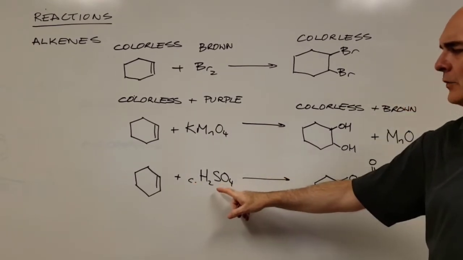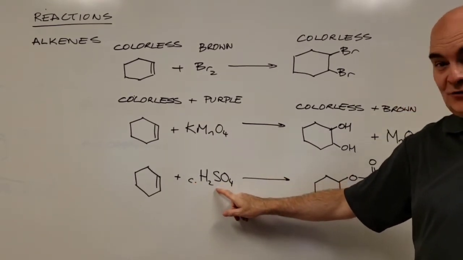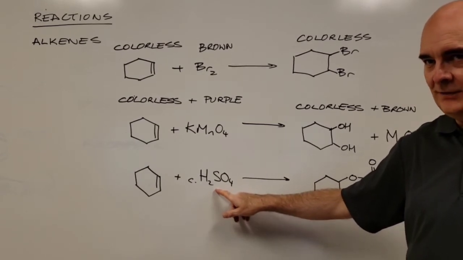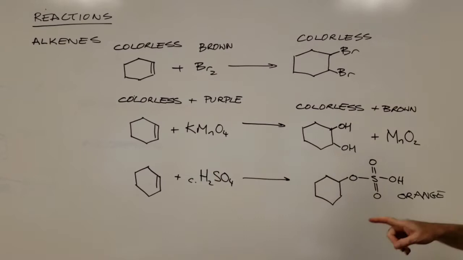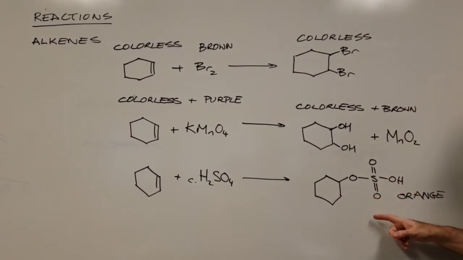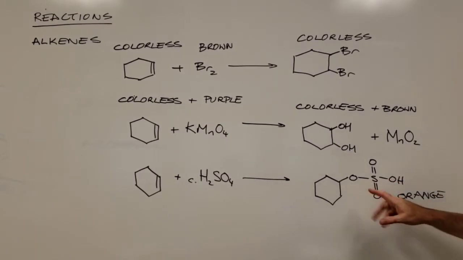Alkenes react with concentrated sulfuric acid, not dilute. Dilute sulfuric acid gives a completely different reaction, but concentrated sulfuric acid makes an alkyl sulfate, and we're seeing an orangey brown coloration with this, possibly due to over dehydration of the reagents.